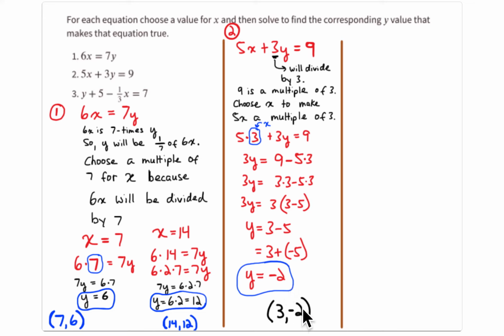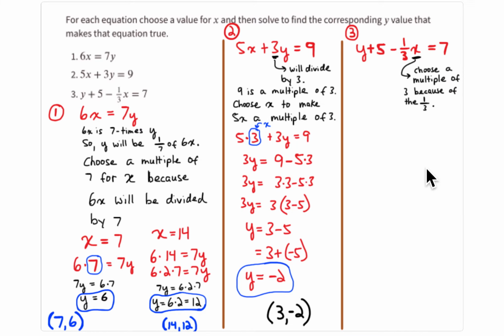If I take those two values and plug them back into this equation, then 5 times 3 plus 3 times a negative 2 will in fact equal 9. It makes this equation true, so these coordinates are a solution to this equation. This equation defines a line. If we graph this equation, we're going to get a line. We're going to do that in a few minutes.